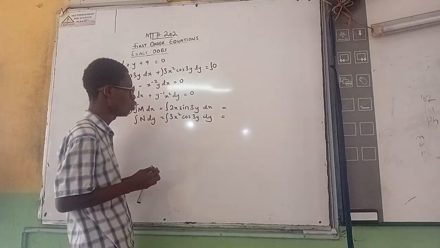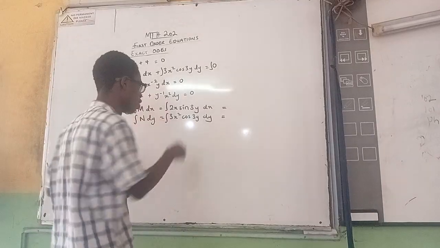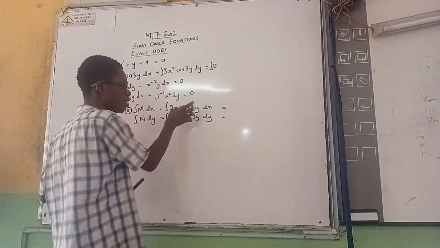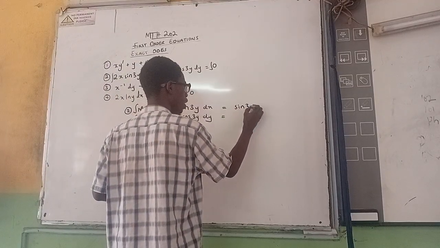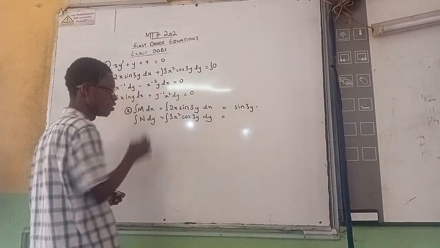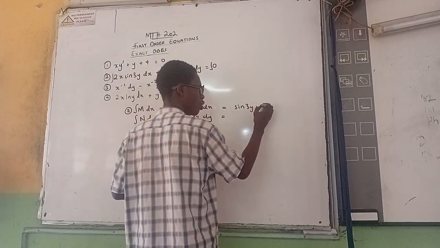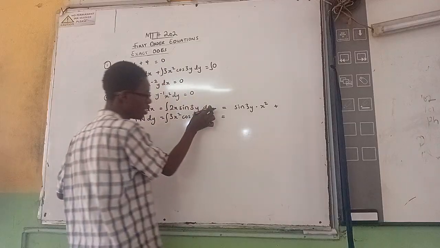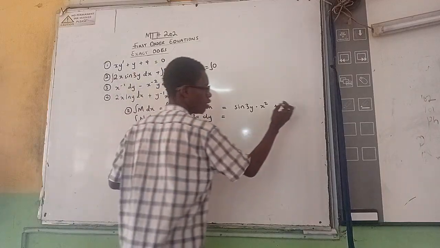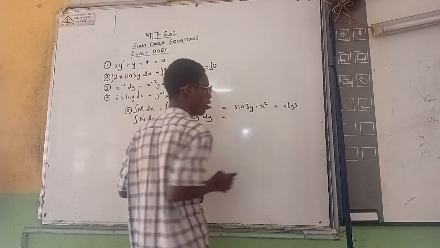So the integral of 2x sine 3y with respect to x, we are integrating only the x part. The y part is a constant, so I'm writing it out first. Sine 3y dot. Now let's integrate 2x. If we integrate 2x, we get x squared, right? We get x squared plus, since we are integrating with respect to x, y is a constant, so our constant is a function of y.